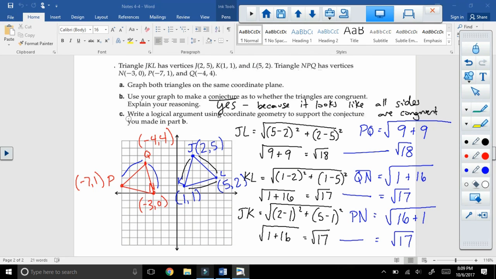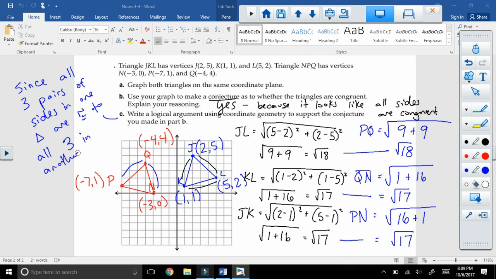So you can see here that we've written an argument. I should actually probably write something out. I'll write out since all 3 pairs of sides in one triangle are congruent to all 3 in another, then the triangles are congruent because of side, side, side. And there you go. That is it.